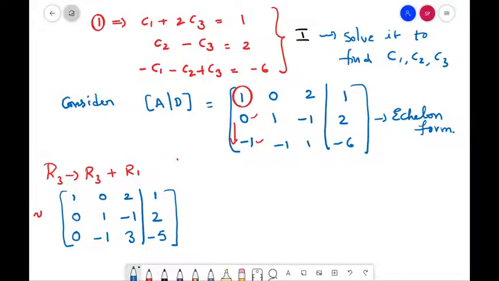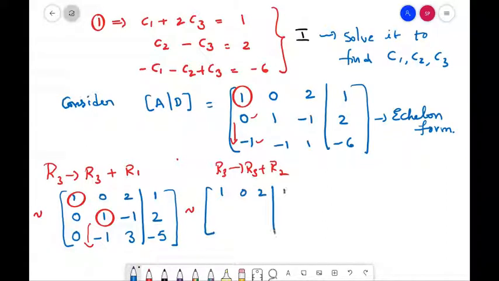Now this is completed, and now we have the next row pivot position, and this you have to use and make this column zeros. So we'll use the transformation R3 plus R2. So this will be transformed to 1, 0, 2, 1, and then 0, 1, minus 1, 2, and 0, minus 1 plus 1, 0, 3, minus 1 plus 1 is 0, 3, minus 1, 2, and then this is minus 5 plus 2 is equal to minus 3.